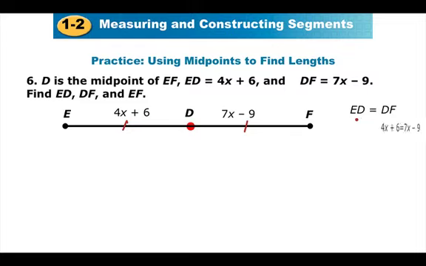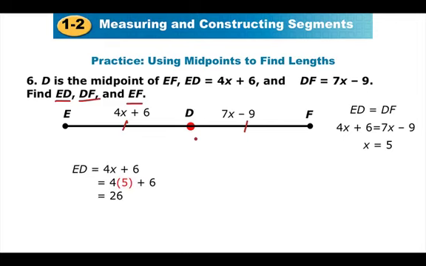At this point, we substitute. You don't use the segment addition postulate here. You use the fact that ED is equal to DF because D is the midpoint. Substitute, solve for x. You can do the algebra. I'm not going to bore you through the steps, but you should get x equal 5. And do not stop here, because the problem is asking you to find ED, DF, and EF.